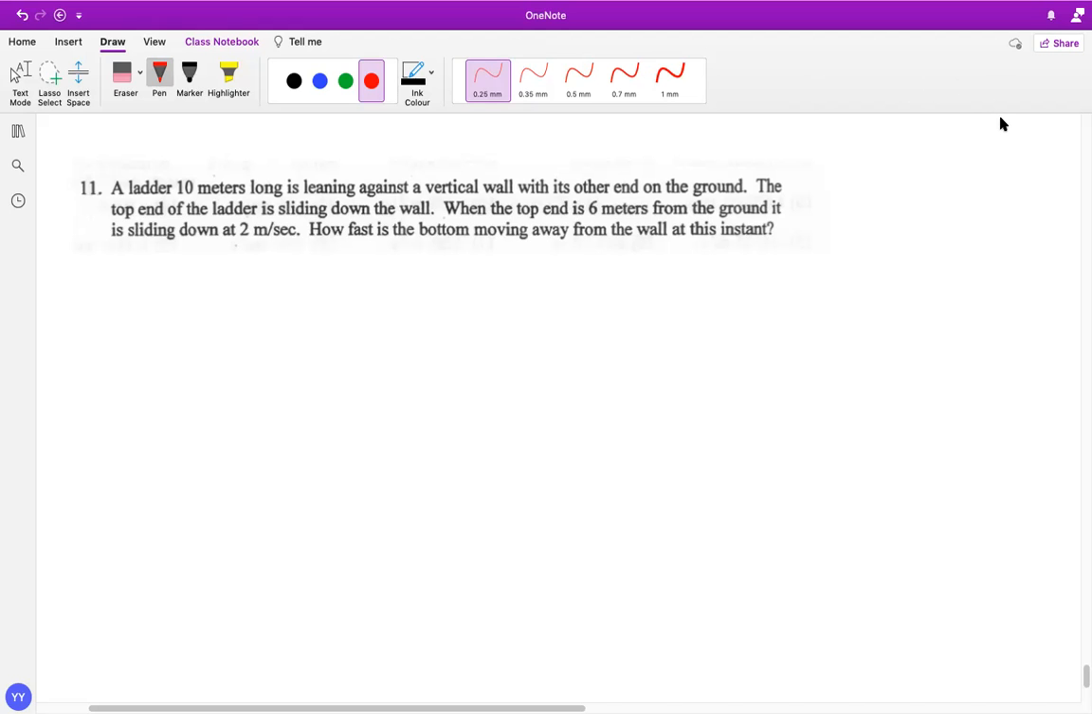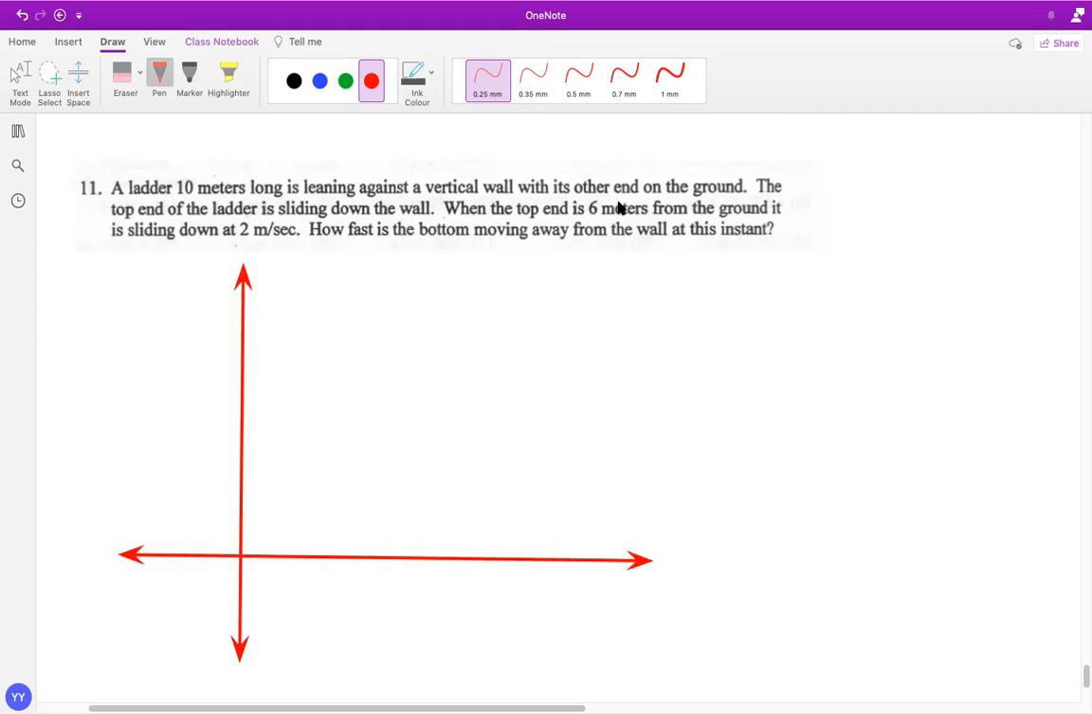So let's just draw an approximate diagram for this. A ladder is 10 meters long. I'm just going to draw a surface here. This is the wall, and here is the ladder approximately. So the ladder is around 10 meters long, and what we got is this.